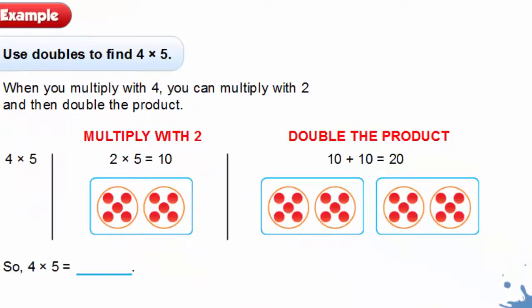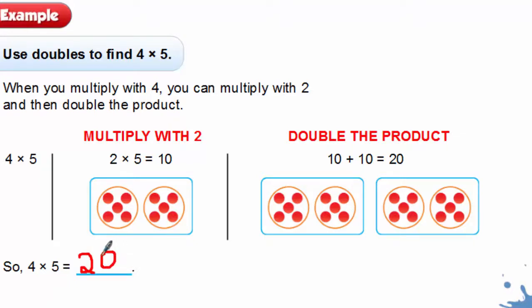Now we're going to look at multiplying by 4. We can use doubles again to find 4 times 5. When you multiply with 4, you can multiply with 2 and then double the product. So here we have 4 times 5. We're going to multiply 2 times 5. We're going to take 2 instead of 4. So 2 times 5 is 10, because anytime we multiply by 2, we can double the other factor. So we double the 5, which is 10. And then we double it again. 10 plus 10, or 10 times 2, is 20. So 4 times 5 equals 20.